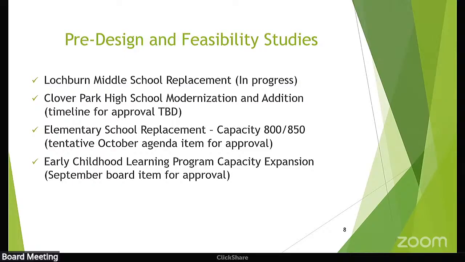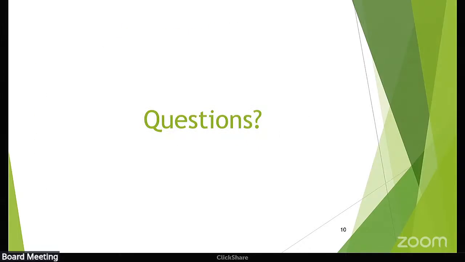And then the last one that we're looking at bringing forward is the early learning program feasibility and design approval for McGranahan PBK Architects. It's a proposal for an 8 classroom addition and site improvements at a cost of $375,000. And this is something that we're hoping to take to the September board as well. And with that, I will stop and see if anybody has any questions.